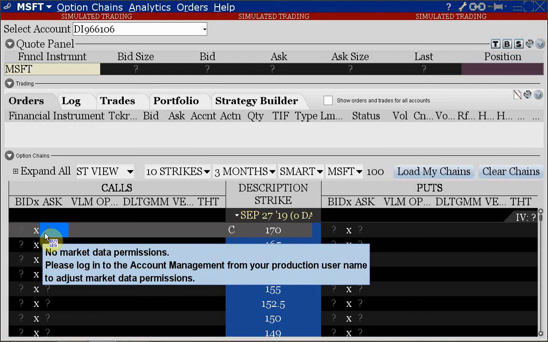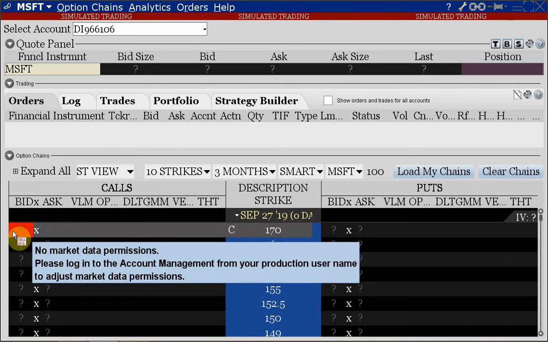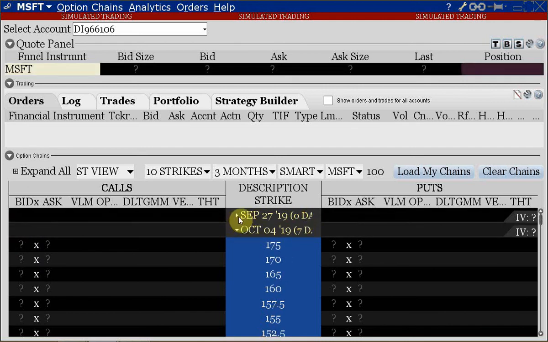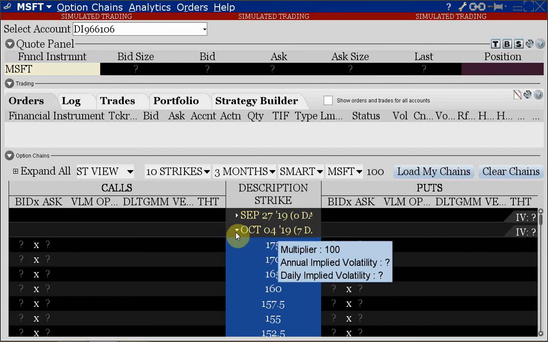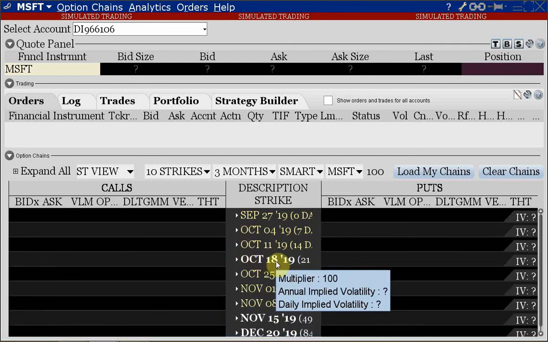So those percentages are the eyeballs for those particular options. This bid and ask is for the option prices. So this is for the 170 call, with only 0 days. You want to see something which is, let's block this. 7 days is also too little. 14 days is also too little. Let's look at this, 21 days.